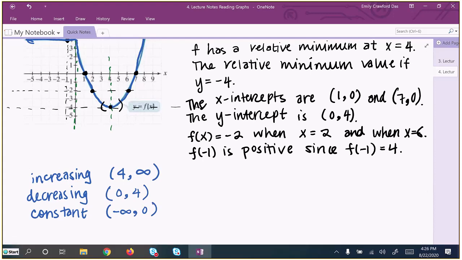So I just want to point out here, as I said, these intervals are always going to be open because we don't know at the point where it's changing behavior. We can't say which interval it should be included in. So these are always open. And we're talking about subsets of the domain, so we don't want to get confused with the range. When we're talking about increasing, decreasing, or constant, we're talking about which x values. So these are sets of x values.